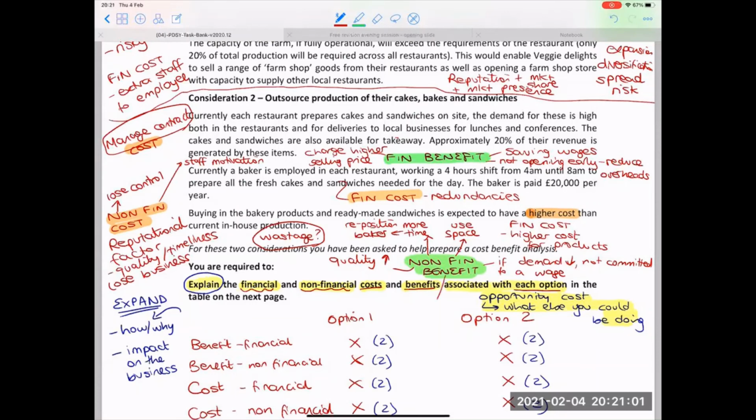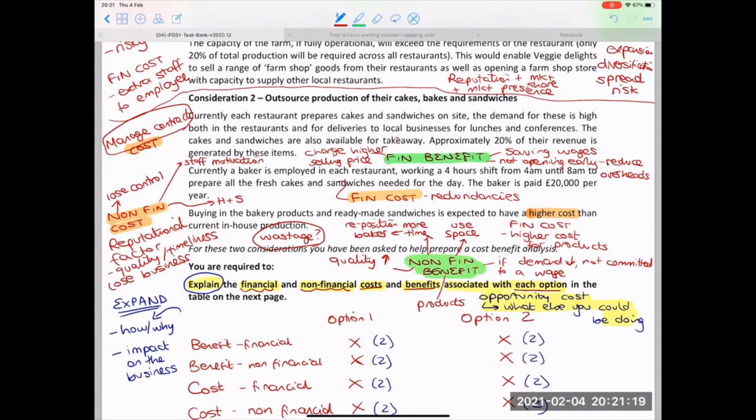We haven't had that one, have we? Great. Oh, health and safety. Good point, Ruth. Ruth says maybe they won't meet the health and safety. That could be a non-financial cost if there was a health and safety problem.